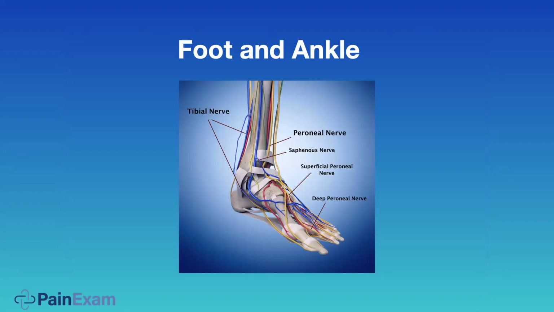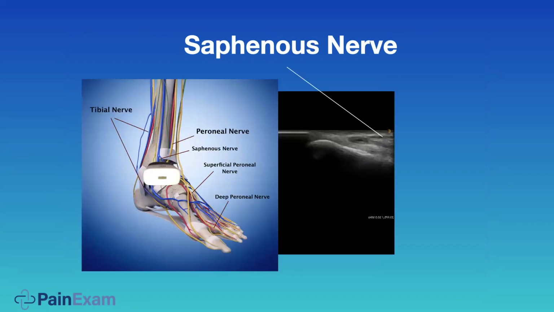Okay, moving distally, we have the foot and ankle. So we're going to review the ankle nerves for the anesthesiologists out there who do ankle blocks, or the pain doctors who need to do nerve blocks of the foot for various reasons, neuromas, to anesthetize the foot for other procedures such as PRP.